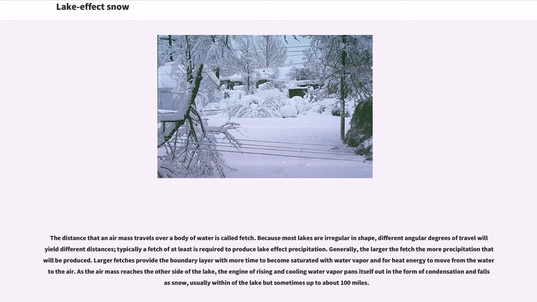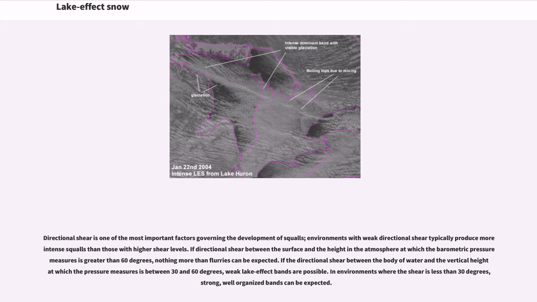As the air mass reaches the other side of the lake, the engine of rising and cooling water vapor pans itself out in the form of condensation and falls as snow, usually within [specified distance] of the lake but sometimes up to about 100 miles. Directional shear is one of the most important factors governing the development of squalls.